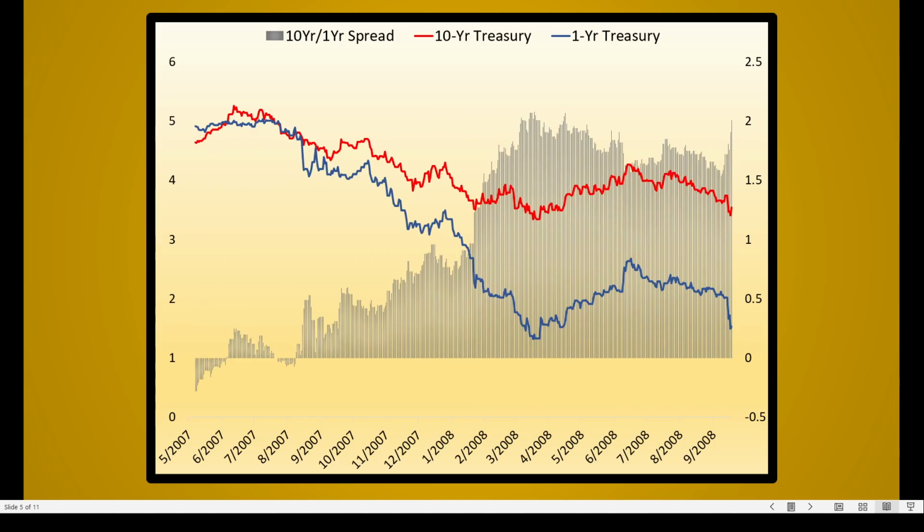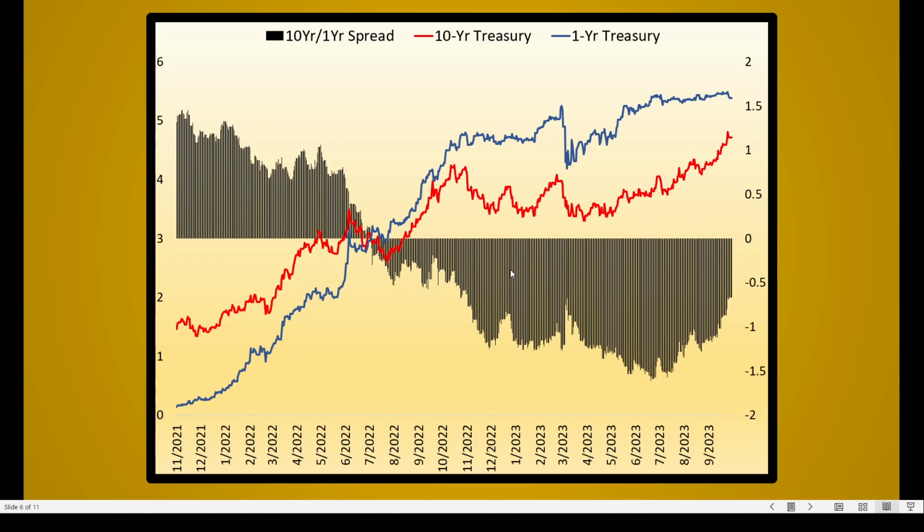Here we see the gray area chart in the background. That's the 10-1 spread. And again, October of '07, notice they were at parity, but then the 1 year dropped. And as it dropped, the spread increased. The spread is again the difference between the two.